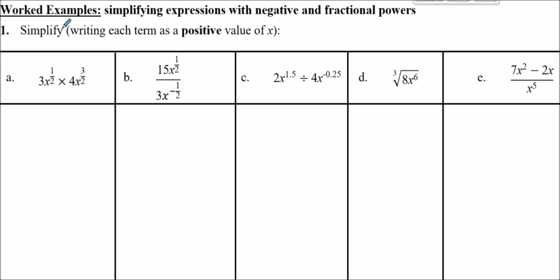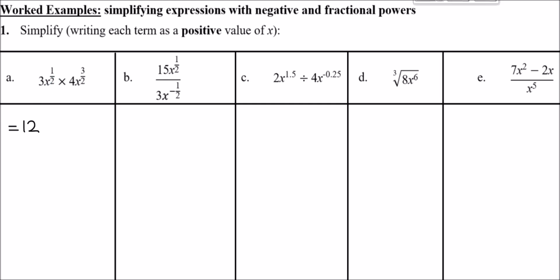So let's do some examples together. Some worked examples. Using what we know now, we can crack forward and work these out using the laws of indices. Simplify, writing each as a positive value of x, 3x to the half times 4x to the 3 over 2. Do the coefficients first. So 3 times 4, that gives us 12.